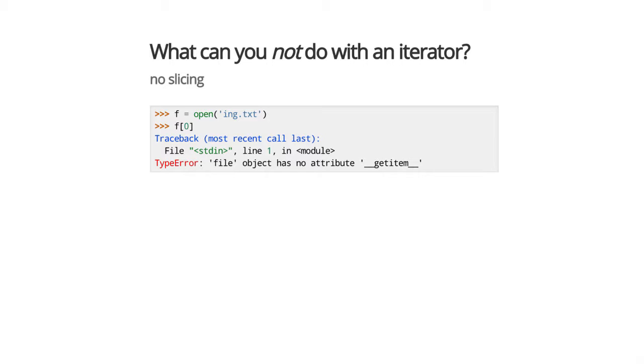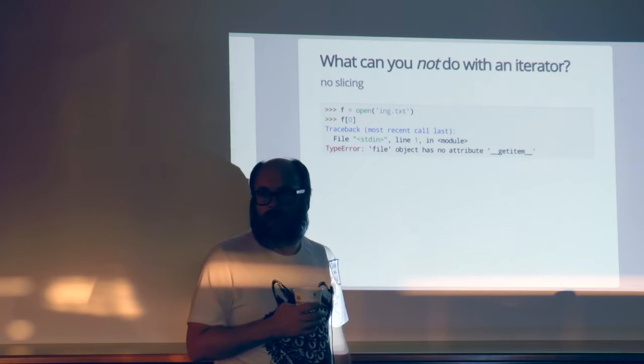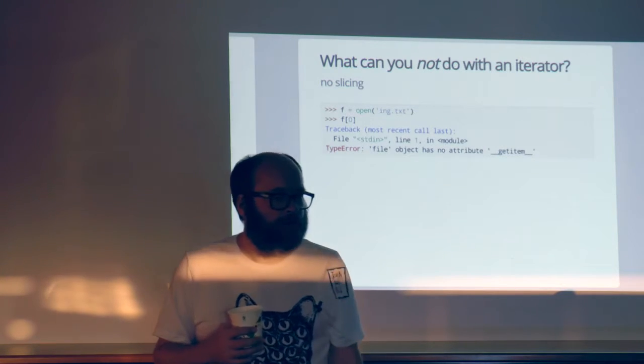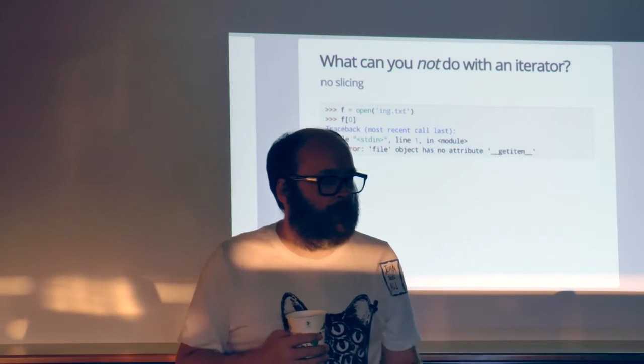What can you not do with an iterator? You can't do any slicing. There's no first, there's no last, there's no third, there's no nothing. If you open our very important recipe, and then you do f[0], it'll immediately crash with a type error saying the file iterator doesn't obey the slice protocol, meaning you can't do f[0]. This is actually a bummer. I wish that Python would actually let you say, hey, give me the first item of a list. We'll see that Django actually does let you do this.